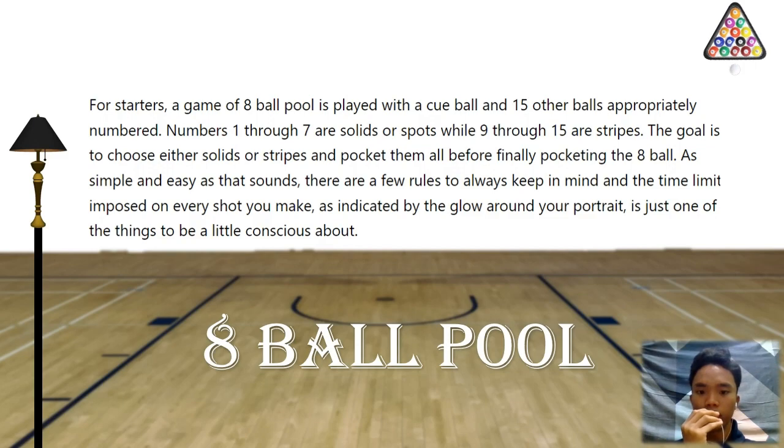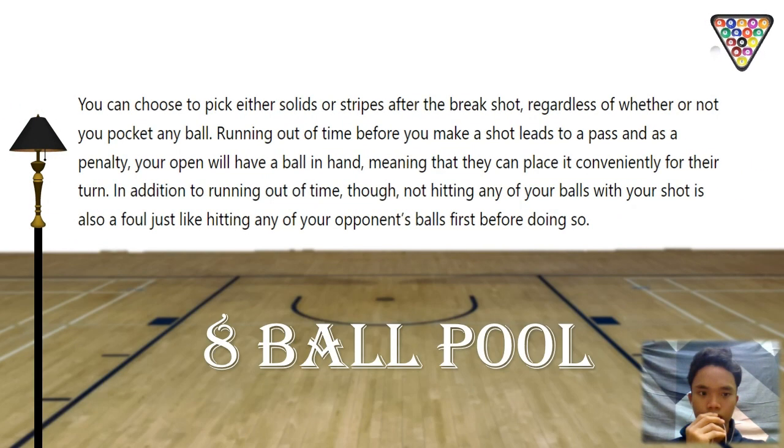As indicated by the glow around the portrait, it's just one of the things to be a little conscious about. You can choose to pick either solids or stripes after the break shot, regardless of whether or not you pocket any balls. Running out of time before you make a shot leads to a pass, and as a penalty, your opponent will have a ball in hand, meaning that they can place it conveniently for their turn.